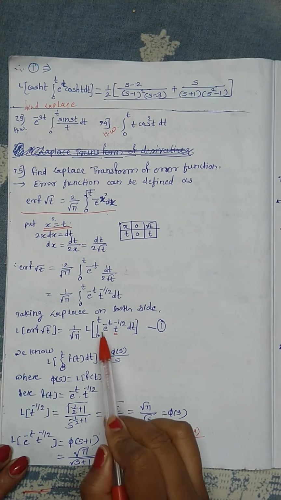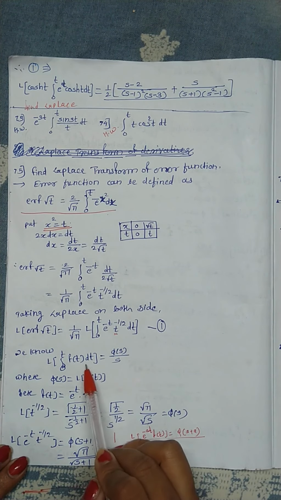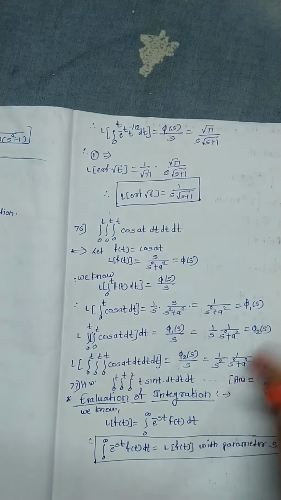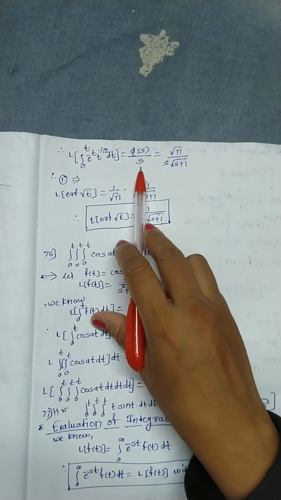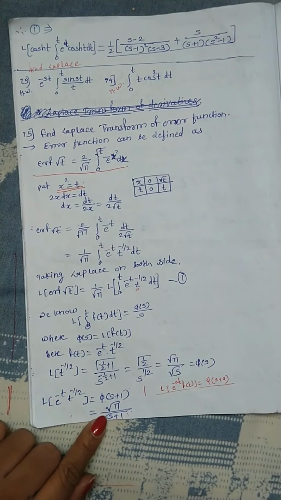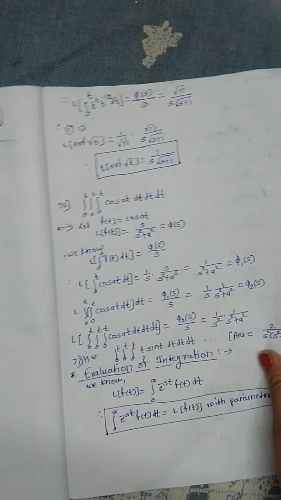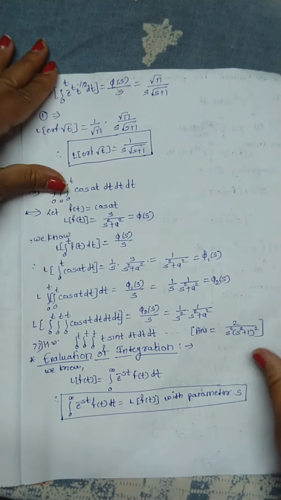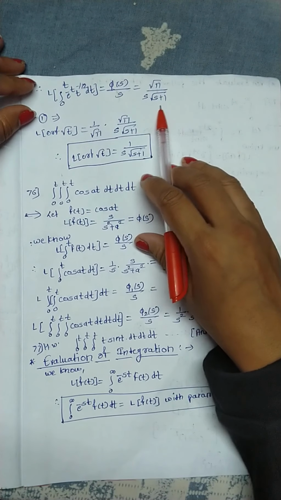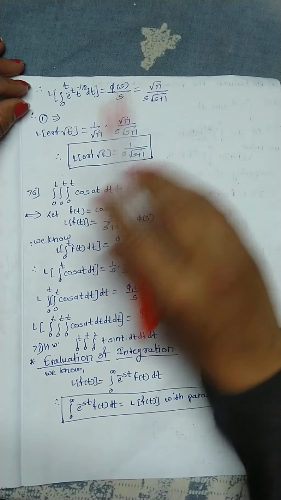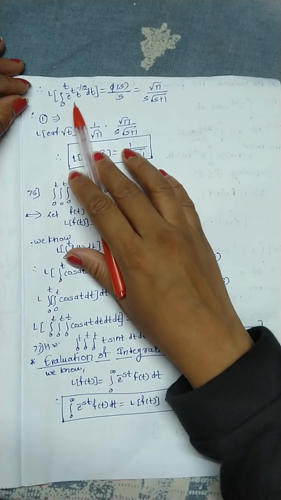Now we have to apply the integration formula here, this one. That's why the Laplace transform of integration 0 to t, e raised to minus t, t raised to minus half dt, is nothing but by this formula phi of s upon s. What is phi of s? What is this Laplace? We have just calculated it as this. That's why it becomes root pi upon s into root of s plus 1. Okay. Now this is the Laplace transform of the integration.